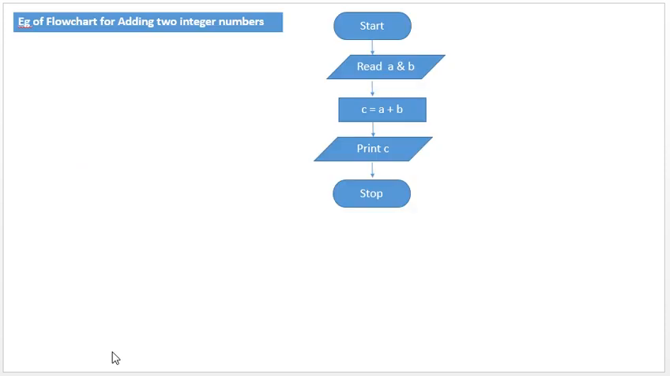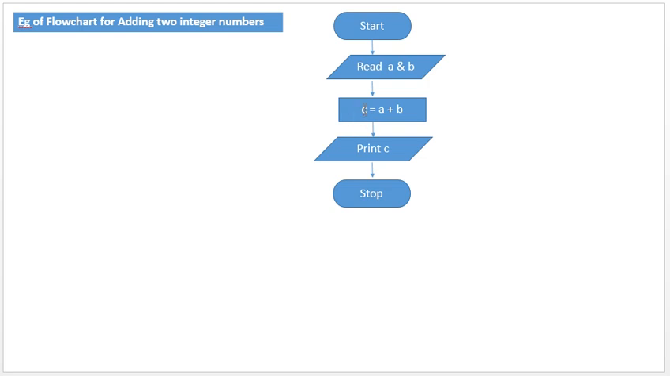We are giving here one example of a flowchart for which we have written earlier the algorithm of adding two integer numbers. This will be the very first stage: start and stop both have the same horizontal oval shape. For reading the input, that is the data values a and b, two integer variables, and for printing, that is displaying the integer number, we are using the parallelogram shape.